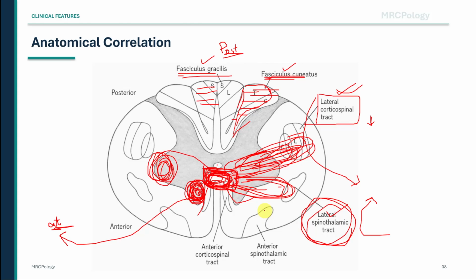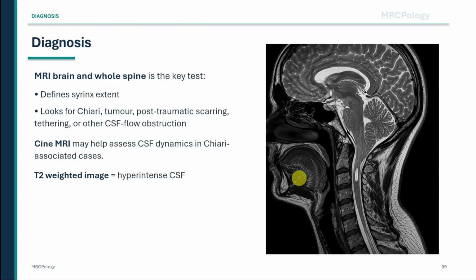Now let us move to investigation. The key test is MRI of the brain and whole spine. We do not just image one short segment if we suspect syringomyelia. We need to define the full extent of the syrinx and look for the underlying cause. The cause may be Chiari malformation, a tumor, post-traumatic scarring, arachnoiditis, tethering, or another obstruction of cerebrospinal fluid flow.